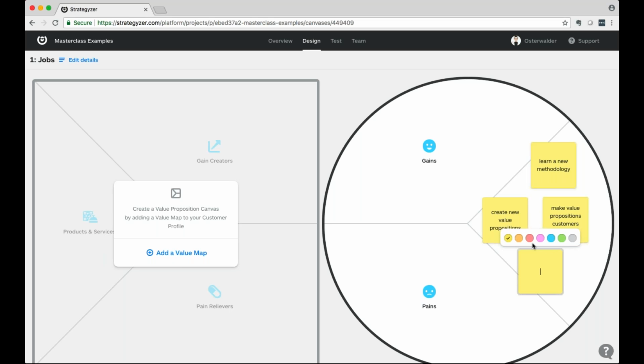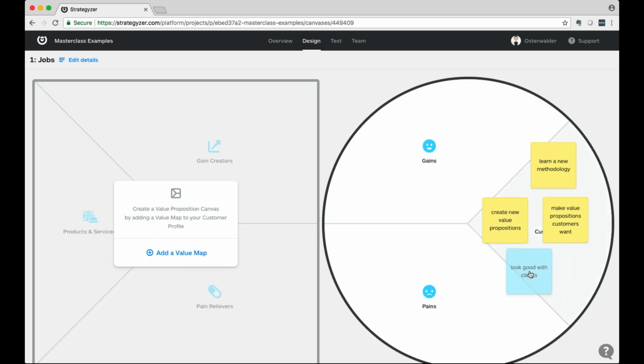So let me add here an additional kind of social job, which might be look good with clients. That is not really a functional job. It's how you want to be perceived by others. Okay, so that's a very, very important job when you are going to try to learn this new methodology. You're probably also going to do it for other reasons than purely functional.